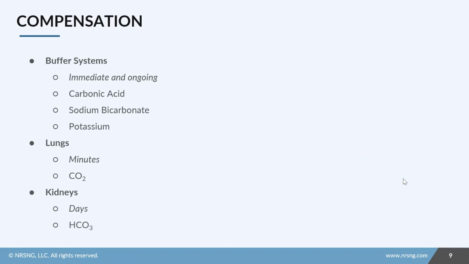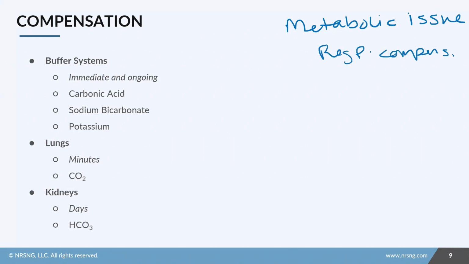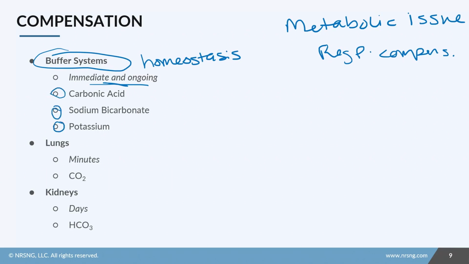So what does compensation even mean? Compensation is when one system is trying to fix the problem caused by another. So if there is a metabolic issue, then we will see the respiratory system kick in to try to compensate. Okay? Now there's three main compensatory systems in our body. One of them is this set of buffer systems that are constantly working in our bodies to make slight changes to help maintain homeostasis. So the three main buffers that we have are carbonic acid, sodium bicarbonate, and potassium.